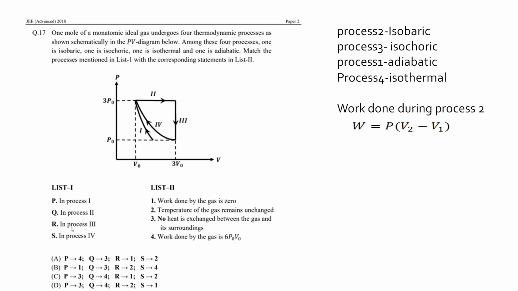Now next, process 3. Process 3 is, as you know, an isochoric process. In an isochoric process you know that work done is 0, so R should be matched with 1. So it's actually option C. Anyway, we will look for the S also. Process 4 is nothing but an isothermal process, the temperature remains constant, so S should be matched with 2. So the option is C.